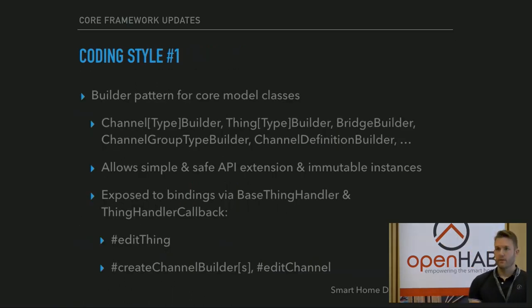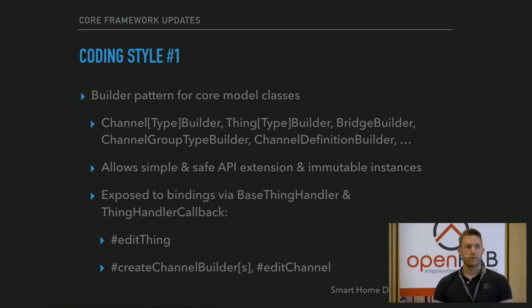Then a few updates about coding style. If you happen to develop a binding or develop core framework stuff, this one is for you. We are switching to a builder pattern for most of the core model parts. I listed a few: channel type builder, channel builder, channel definition builder, bridge builder, because it will allow us to extend the API without breaking the old API. The former way was to just extend the constructor by the 14th, 15th parameter, and you couldn't tell what you are creating there. With the builder pattern, it's much more readable and better extendable, as I said.